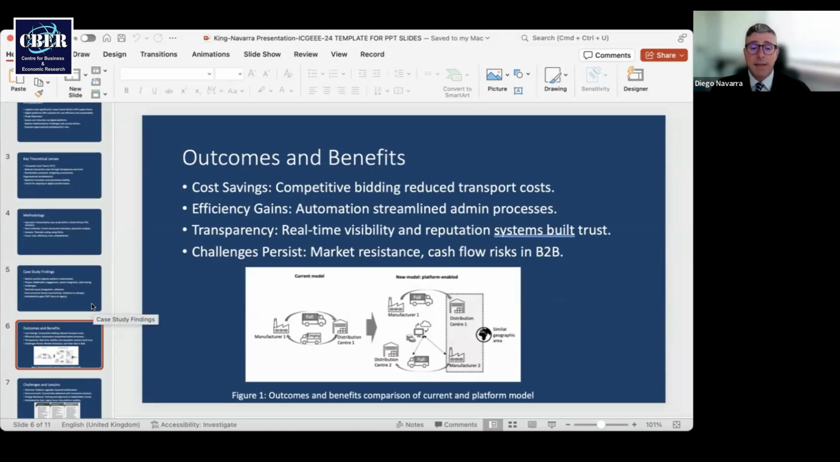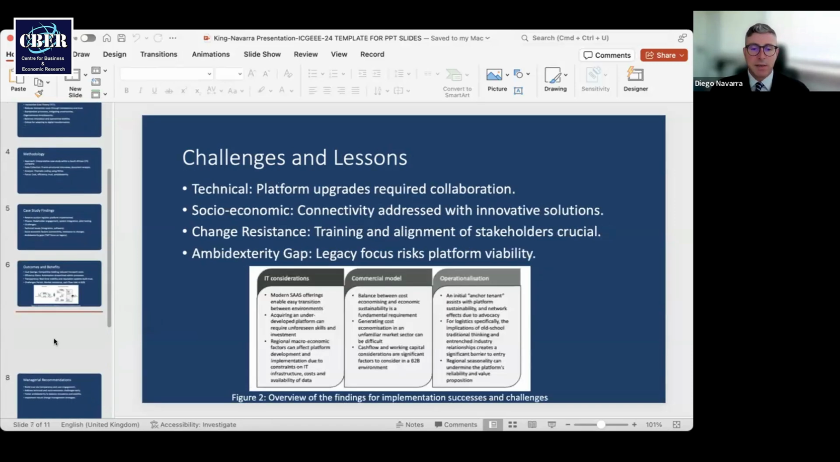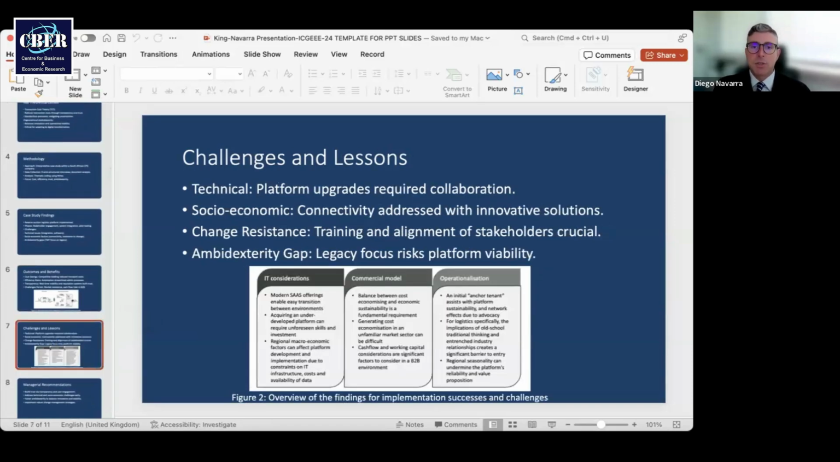along the lines of what was intended, there was a persistent challenge, which was market resistance, which actually led to a series of risks in cash flows in the business-to-business model that they were implementing. And of course, this had to do essentially with some technical issues. So there were deficiencies in software, and these seriously affected the capability of integrating with the existing ERP system. There was inconsistent internet connectivity in certain regions, so data availability was scarce.